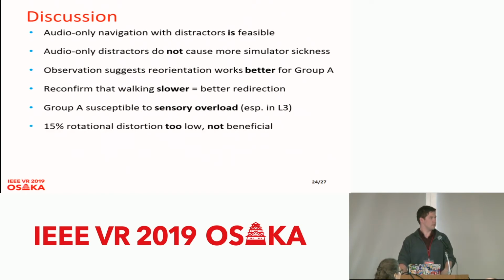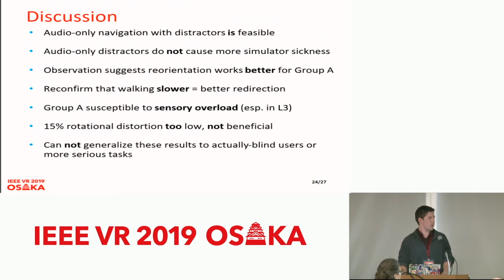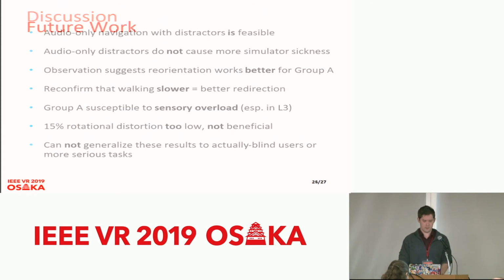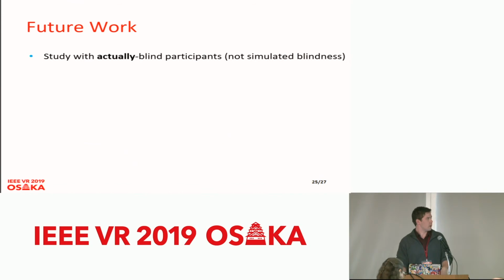We find that the 15% rotational distortion was a bit too low, and it wasn't particularly beneficial to keep it so low. So we would recommend 20% or higher, which is what previous studies found. And finally, we want to note that we cannot generalize these results to actually blind users because they have other abilities, like they're better at mental mapping and so on. And we don't want to generalize to more serious tasks because, for example, you wouldn't want a robotic dog running around your hospital.